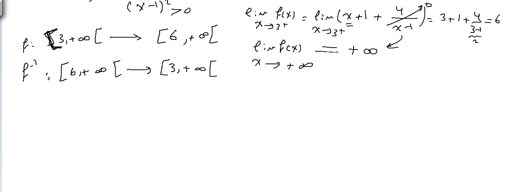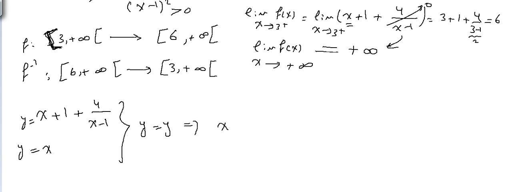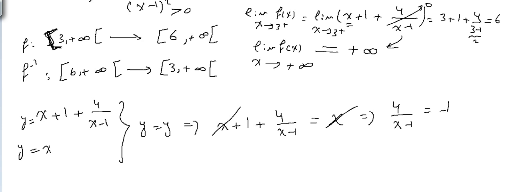Okay? Now let's find the points of intersection between the curve, which is y equal x plus 1 plus 4 over x minus 1, and y equal x, the first bisector. We set x plus 1 plus 4 over x minus 1 equal x. x minus x is 0, so 4 over x minus 1 equals minus 1, because the 1 goes to the other side.